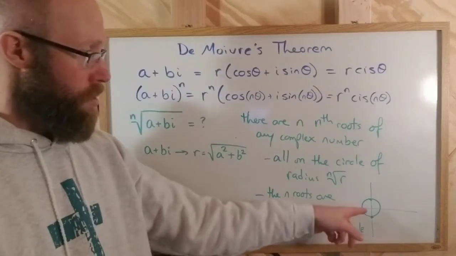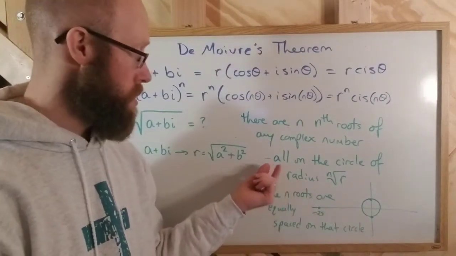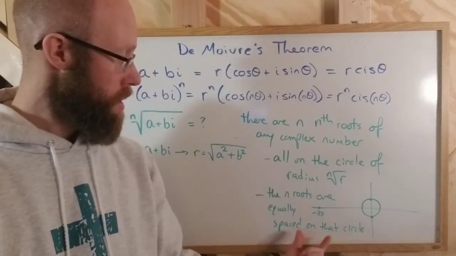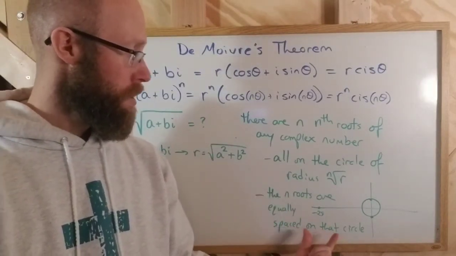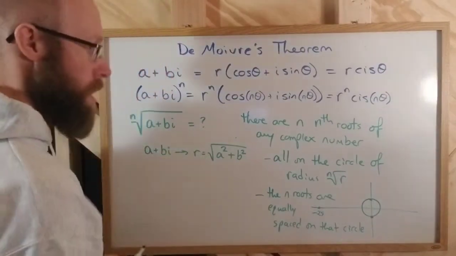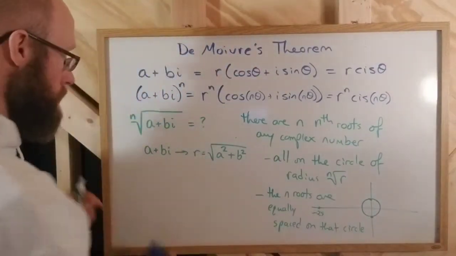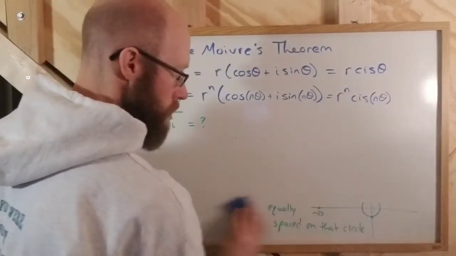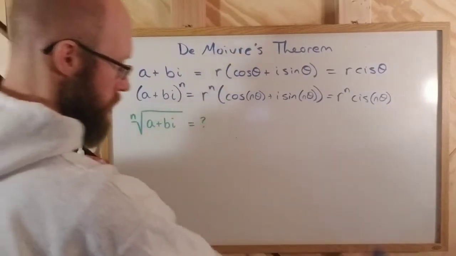The size of the circle that the roots are on is always the nth root of the radius of the original point, and then all the roots are equally spaced around that circle. Okay, so there's kind of some interesting stuff there. So let's take a look at how we actually calculate these things.